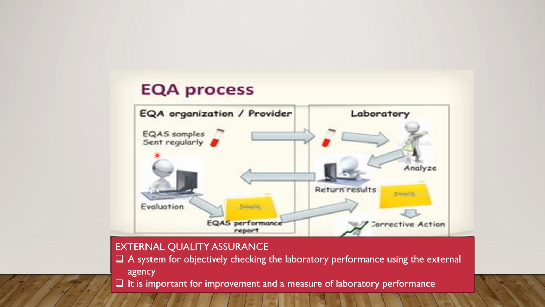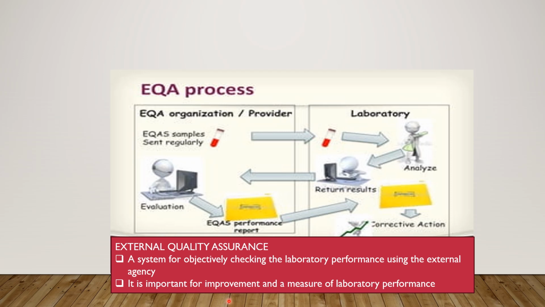Now let's see what the external quality assurance program, or external quality control program, is. It is a system for objectively checking laboratory performance using external agencies. There are certain accreditation agencies present in India and abroad. It is important for improvement and measurement of laboratory performance. It is similar to exams in a medical college, which has a few internal exams and a few external exams. The question paper comes from the university, from outside the medical college.